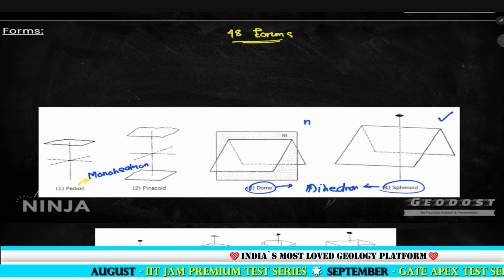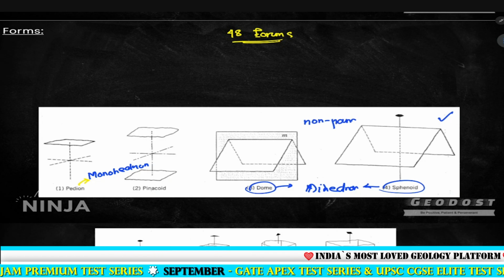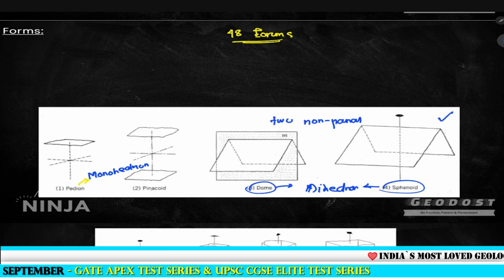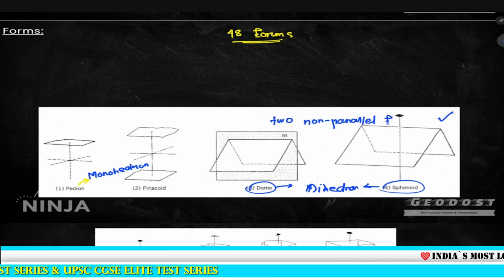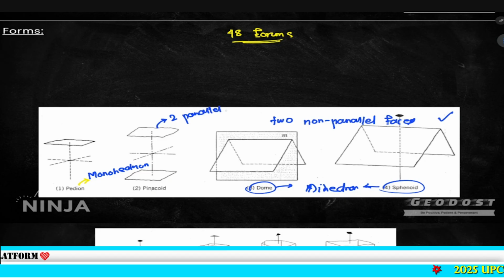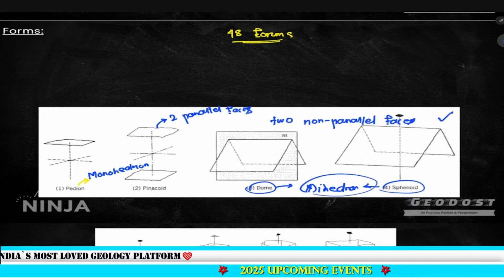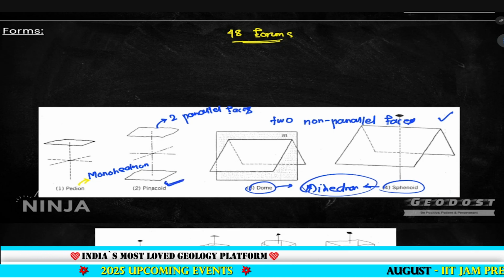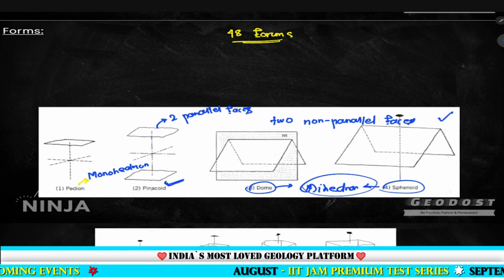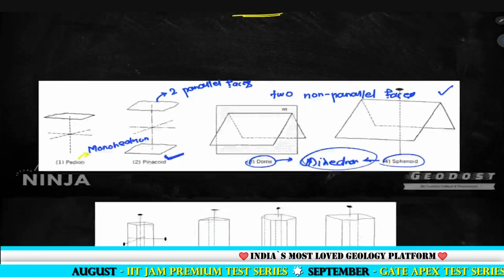So here there are two non-parallel faces. But in case of the pinacoid, it also contains two, but parallel faces. Okay, remember it is called dihedrons. The pinacoid is not called the dihedron. Okay, so pedion, pinacoid, dome, so how many so far? Four.